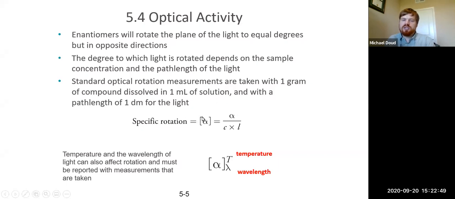And the specific rotation, like this, is equal to the particular rotation that we measure divided by the concentration times the path length, that's C and L here. This may look familiar from, say, Beer's law, and it is very similar to Beer's law. Now, one thing to point out is that temperature and wavelength can also affect this. So we have to specify the temperature that we're going to measure it at and the wavelength of light that's also measured. So we just note that here.